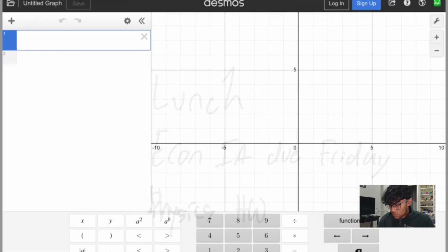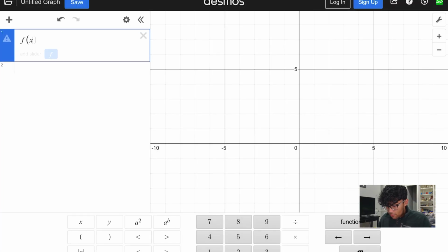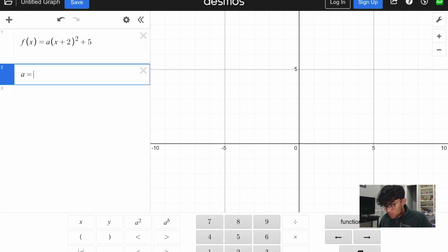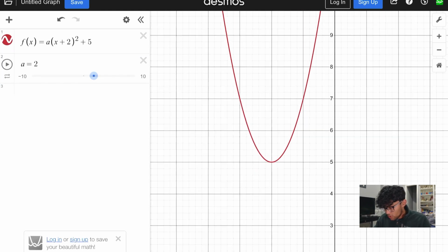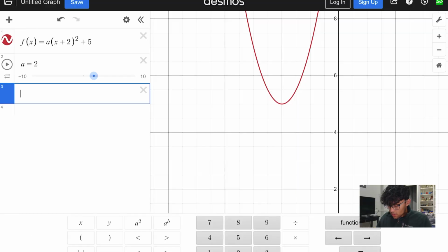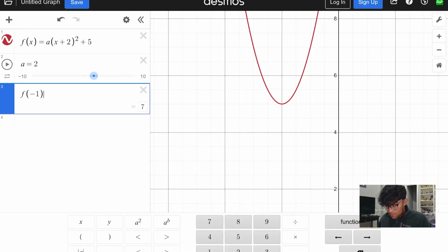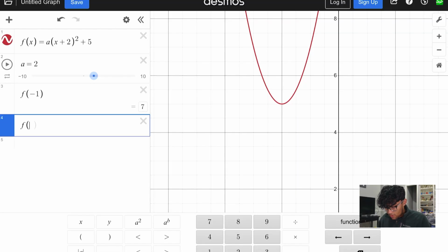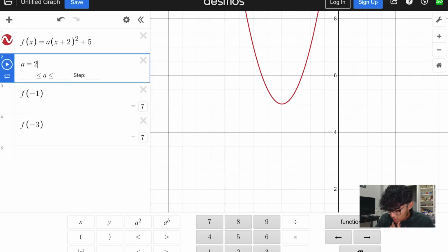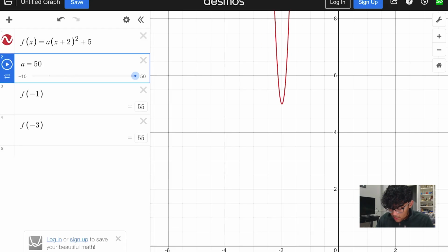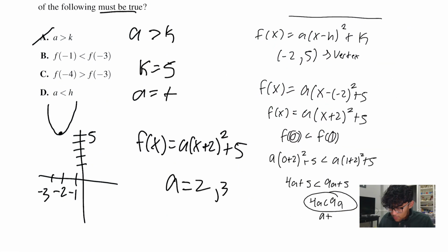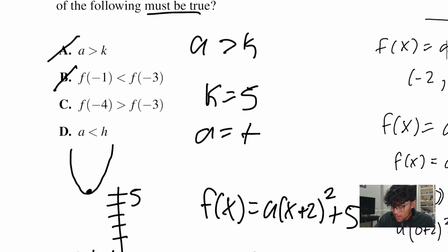So let's head over to Desmos. Let's say f of x is equal to a(x plus 2) squared plus 5. Let's add a slider for a, and let's say a is equal to 2. So this kind of looks like what we actually drew in that picture. Let's say f of -1, that's 7. Okay, f of -3, that's also 7, right? And if we mess with the slider to say a is 50, yeah, they're still the same value, right? So I can pretty definitively say that B is incorrect.